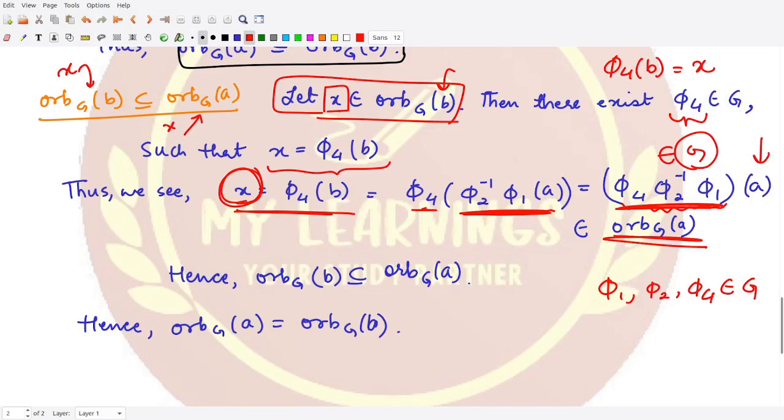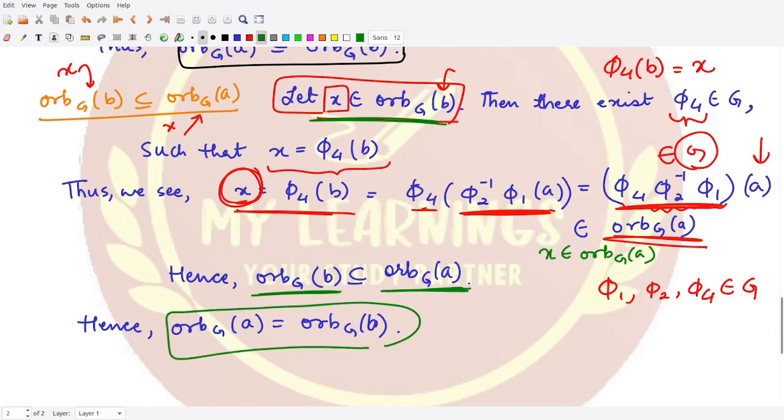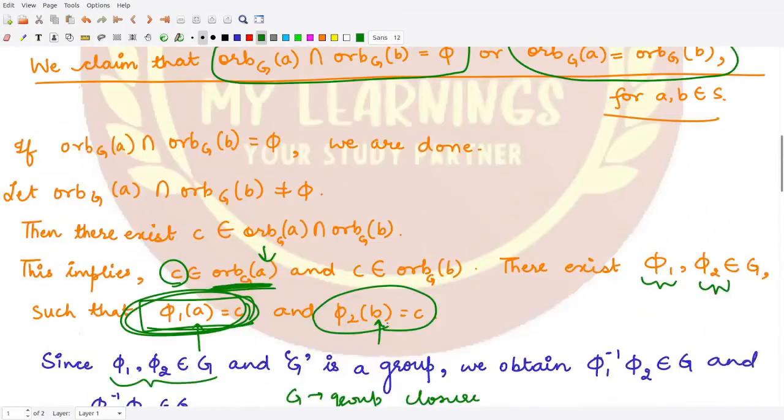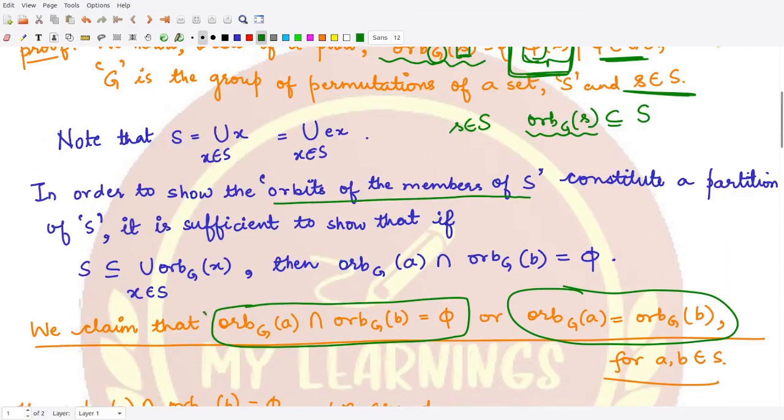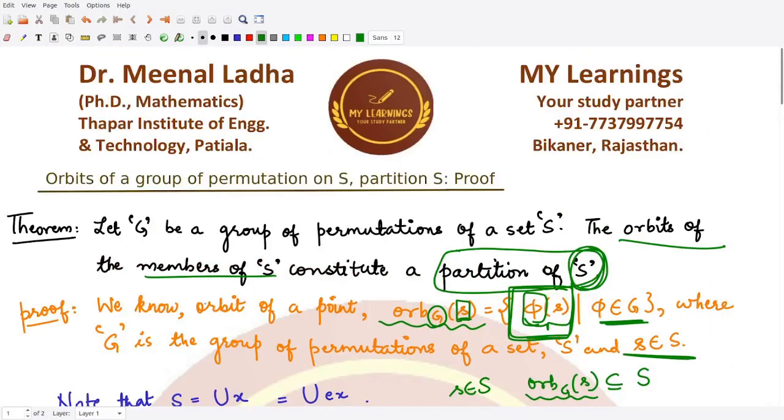So we started by taking this x from the orbit of B and we have now obtained that x is a member of orbit of A. So therefore orbit of B is a subset of orbit of A and hence we have this equality. If we have this equality, our claim is true. We have claimed that their intersection is either empty or they are equal. So because S is contained in this union of orbits, the orbits of the members of X partition S, and this is what we wanted to prove in this theorem.